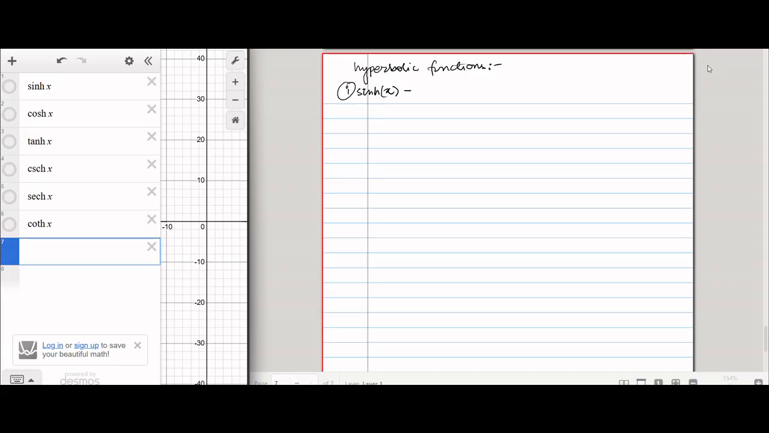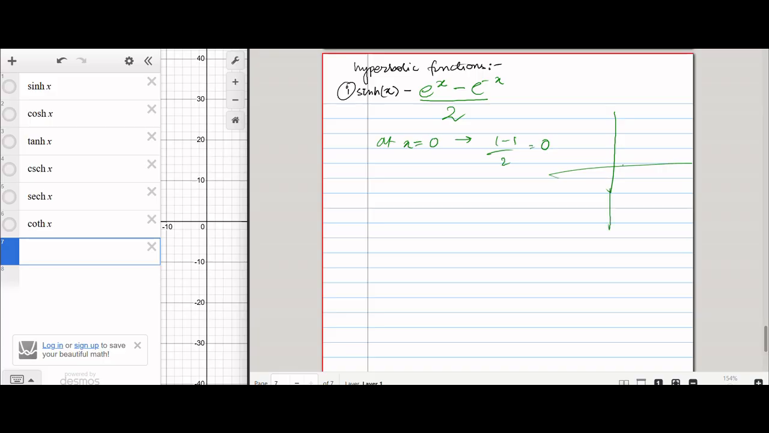Let's learn how to plot hyperbolic functions. For hyperbolic functions, it's simple. We'll first write the hyperbolic functions in terms of exponential forms. For sinh x, we'll write this as e power x minus e power minus x, divided by 2. At x equals 0, what happens? It's 1 minus 1 by 2, so it's 0. So if you plot it here, at x equals 0, the function is 0.